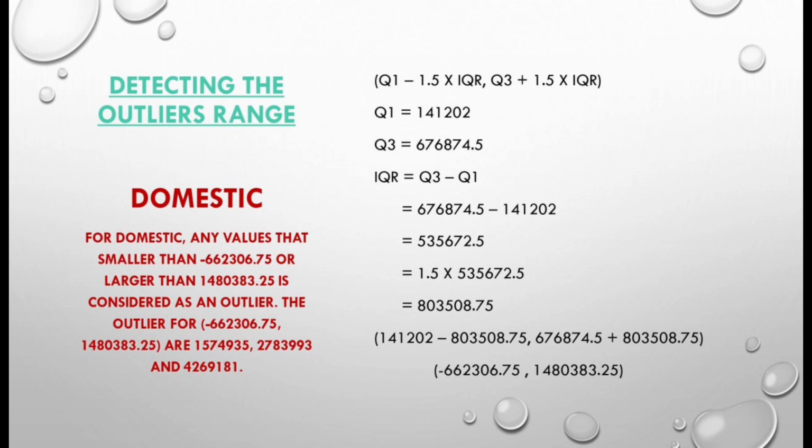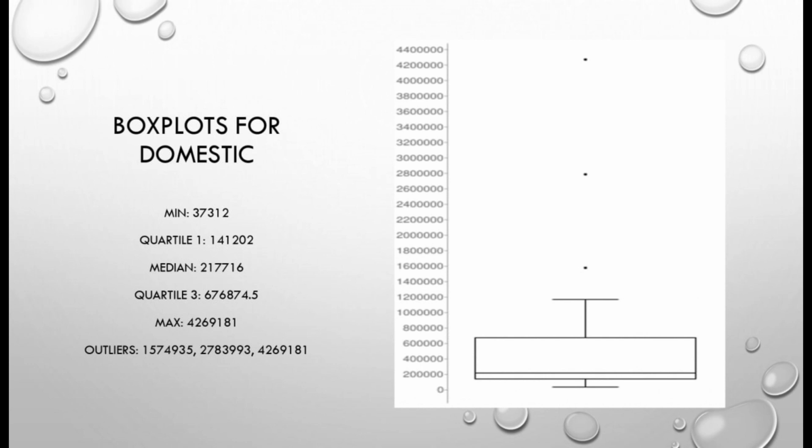Next, detect the outliers range. The formula was given. The calculations are shown in this video. For domestic, the outlier ranges are 1,574,935, 2,783,993, and 4,269,181. This is the box plot for domestic.